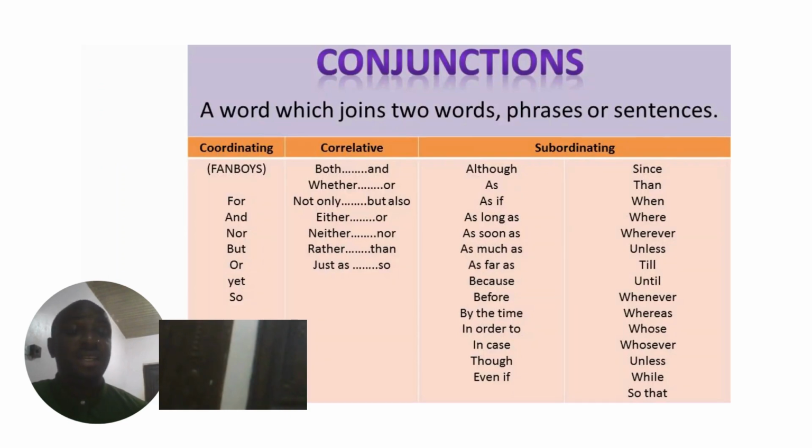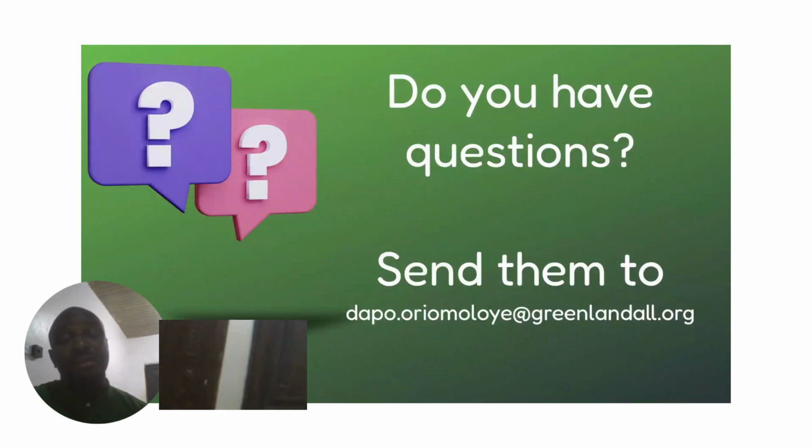And lastly is the subordinate conjunction. Subordinate conjunctions, they join subordinating clauses or independent clauses together. Let's note that, and they can be very handy. There are many.